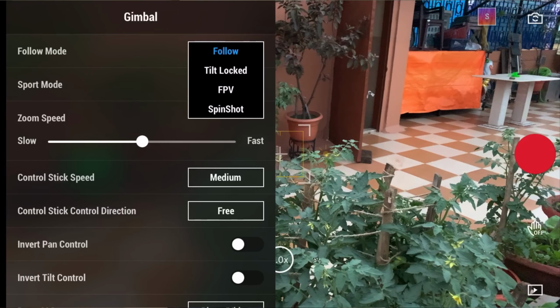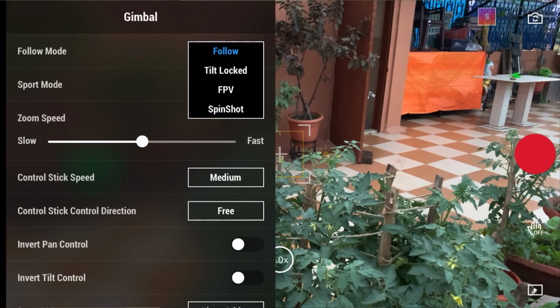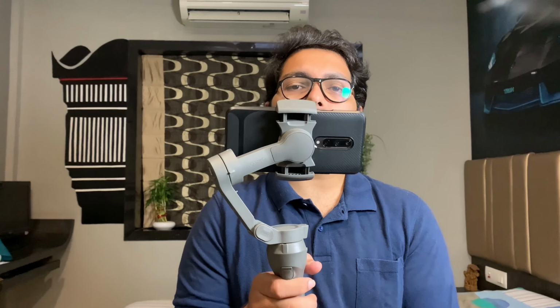So there are 4 modes mentioned in the DJI Mimo app, that is follow mode, tilt lock mode, FPV mode and the spin shot mode. Follow mode is the default mode in which the app opens up every time. So what the follow mode does is it will replicate all your movements.